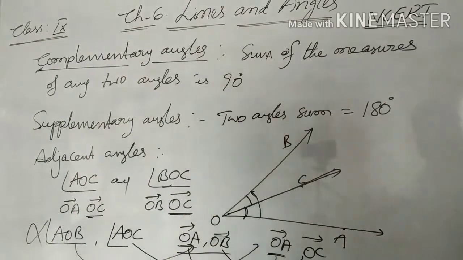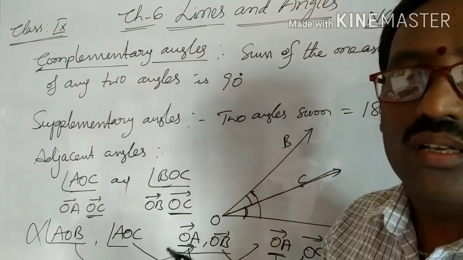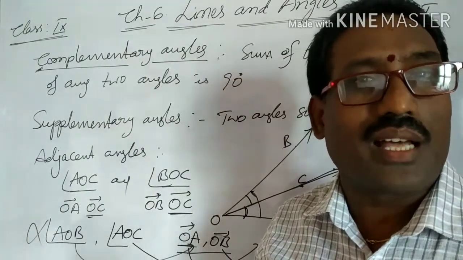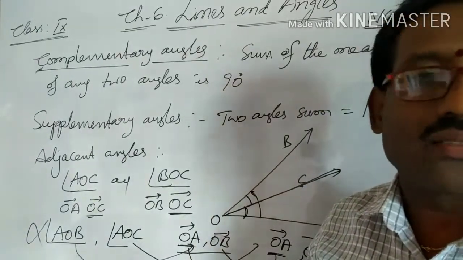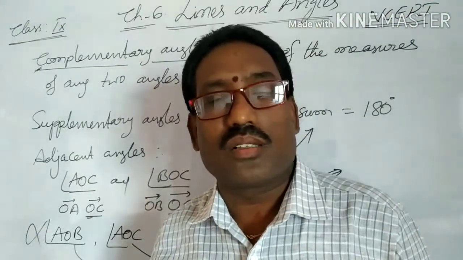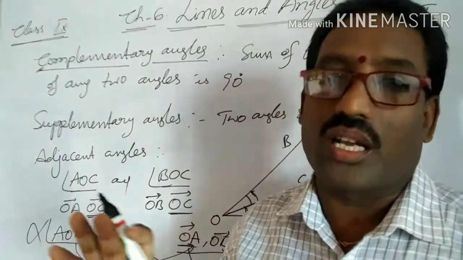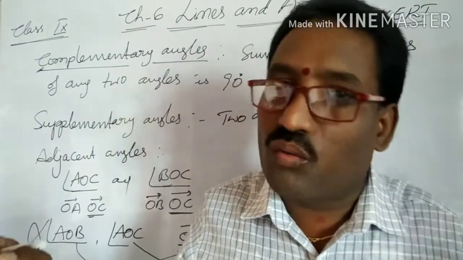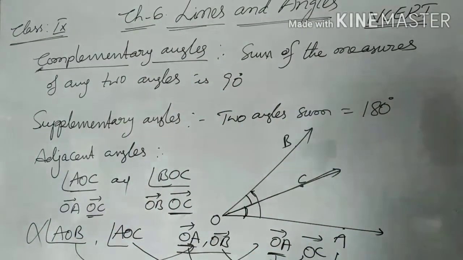Understand? If two angles are adjacent, they should have a common vertex and a common arm between the remaining two arms, then only the two angles are adjacent. Otherwise, those angles are not adjacent. Clearly understand? Don't confuse, all my dear friends and children who are watching. Okay, next.